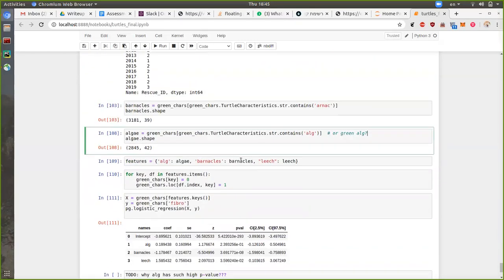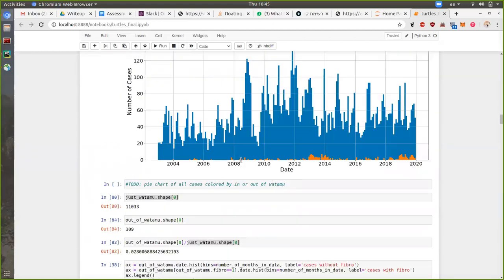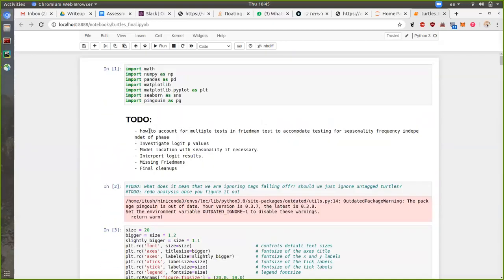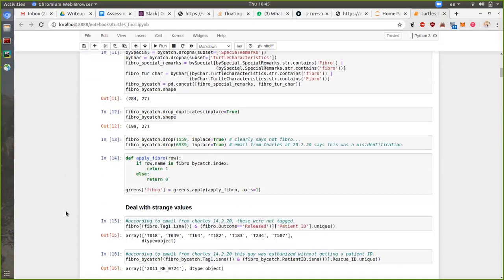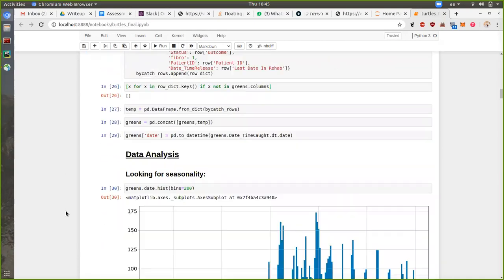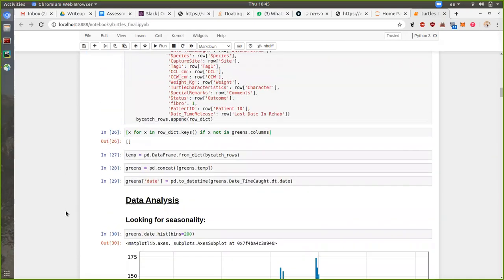Cool. Okay, so let's see my action points from this. The big ones are figuring out the multiple tests and the p-values for the logit. And the graphs, it's also written here somewhere. Cool.